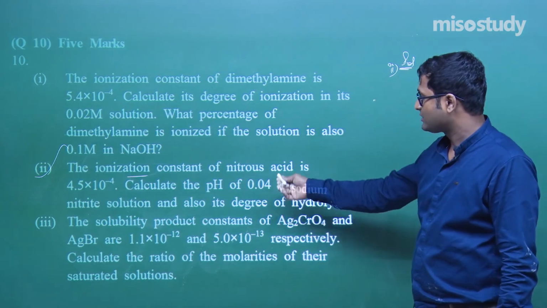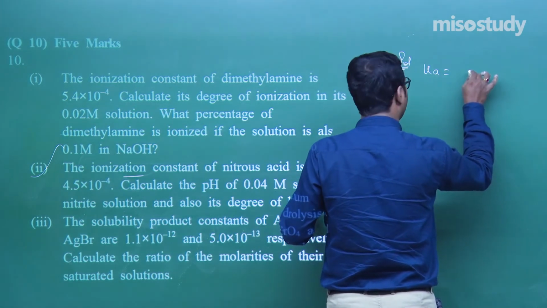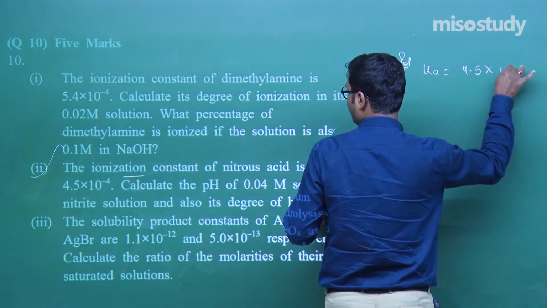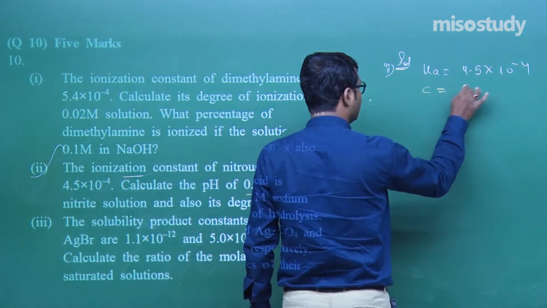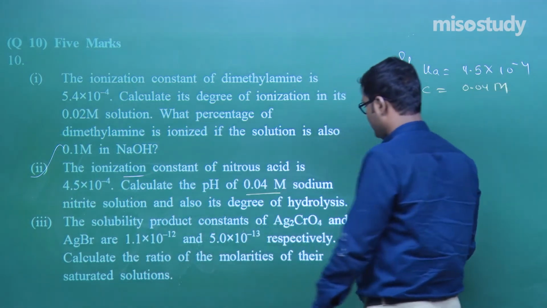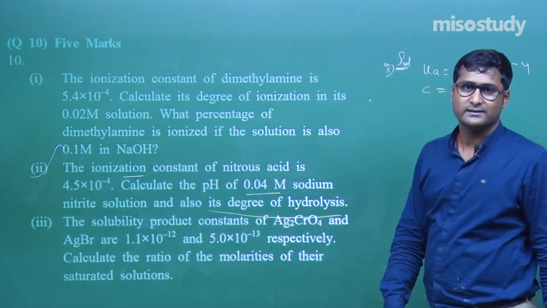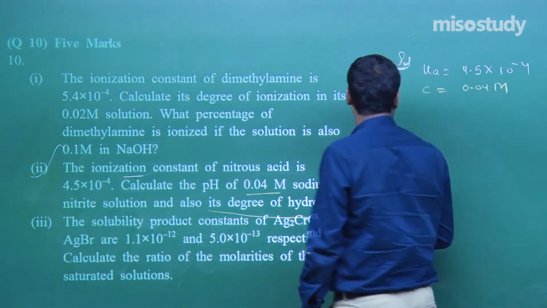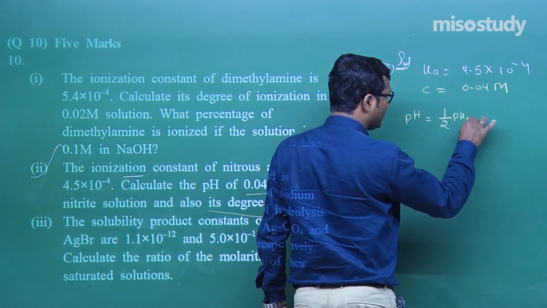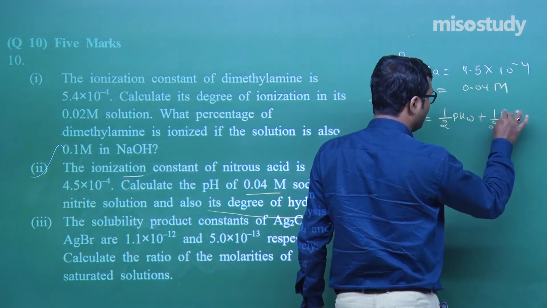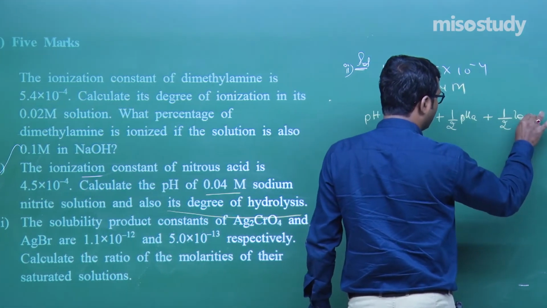The ionization constant of nitrous acid is given, Ka is equal to 4.5 into 10 to the power minus 4. Calculate the pH of 0.04, C is given 0.04 molar sodium nitrite solution, and also the degree of hydrolysis. Clear? Now, for this salt, the formula is pH is equal to 1 by 2 pKw plus 1 by 2 pKa plus 1 by 2 log C, remember.